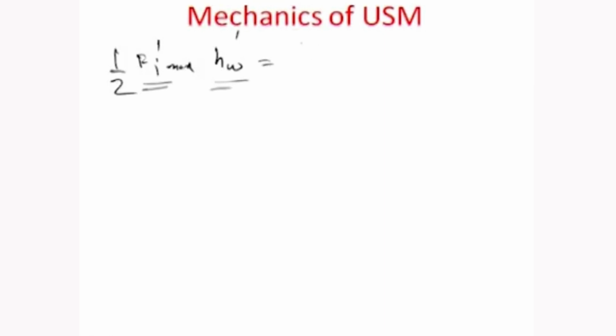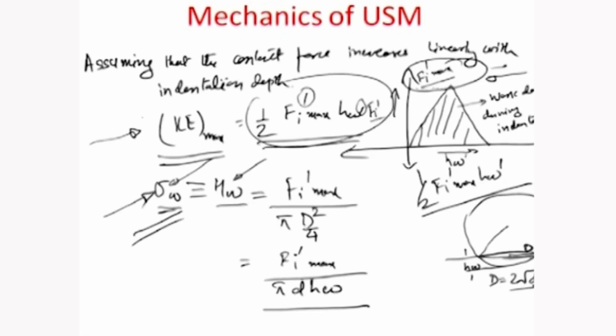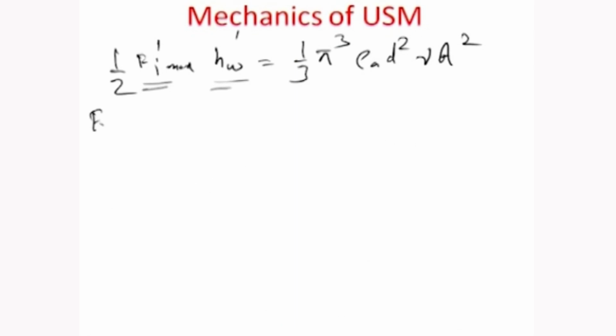This can be equated equal to this kinetic energy maximum which had come from the last derivation, 1 by 3 pi cube rho a square of d nu a square. Okay, and therefore also from the equation that you have derived earlier, let us call it equation A here.